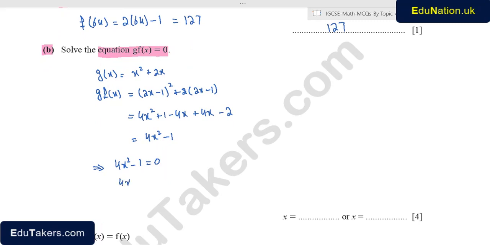Then 4x square is equal to 1, x square is equal to 1 over 4, and then x is equal to plus minus 1 over 2. Then x is equal to 1 over 2, or x is equal to minus 1 over 2.